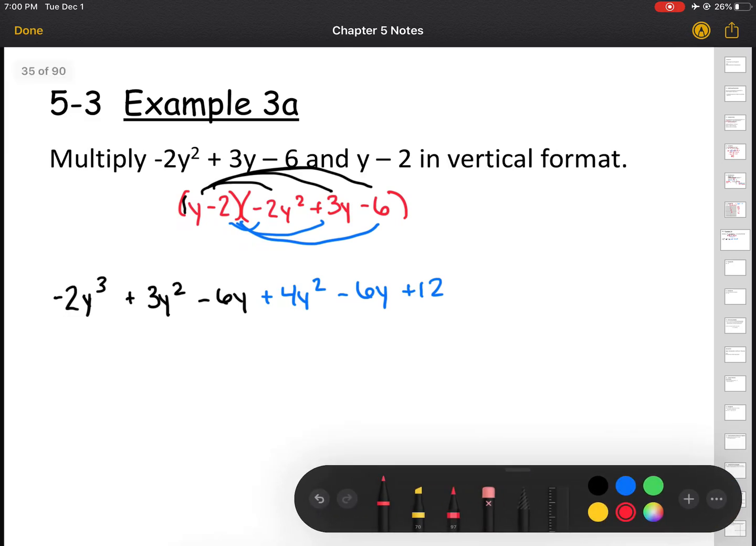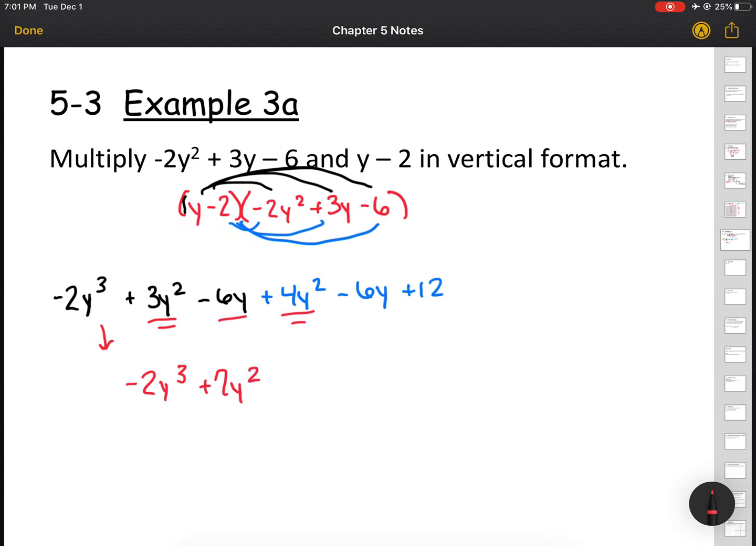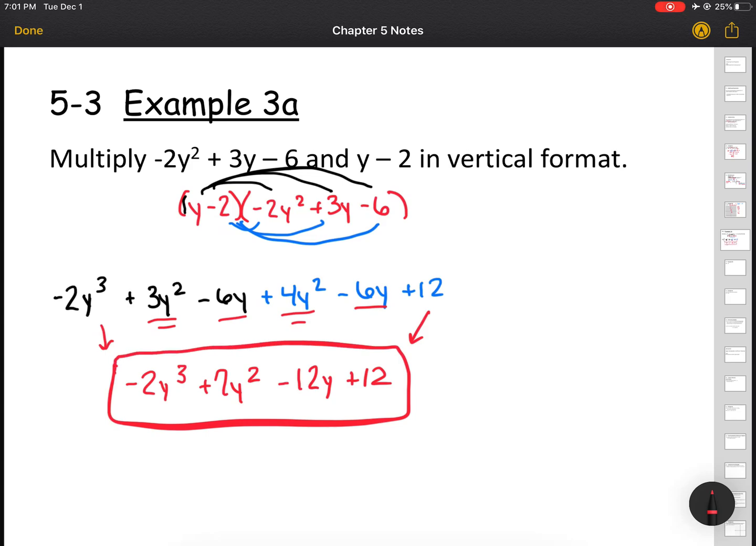And now all I need to do is add together my like terms. So the only term that I have of the y to the third power is my negative 2y to the third. So I'm just going to drop that down. But I have two terms that have exponents of 2, so 3 plus 4 is 7y squared. Negative 6y and negative 6y make a negative 12y. And then the only constant I have is 12. So here's that new polynomial after multiplying those two original ones.